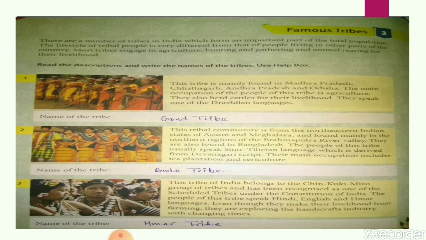Then third image you can see, this tribe of India belongs to the Chin-Kuki-Mizo group of tribes and has been recognized as one of the scheduled tribes under the Constitution of India. The people of this tribe speak Hindi, English and Hmar languages. Even though they make their livelihood from farming, they are exploring the handicrafts industry with changing times. So this tribe is the Hmar tribe. They are an indigenous tribal people in northeast India. Hmars were the first settlers in what is now the state of Mizoram.